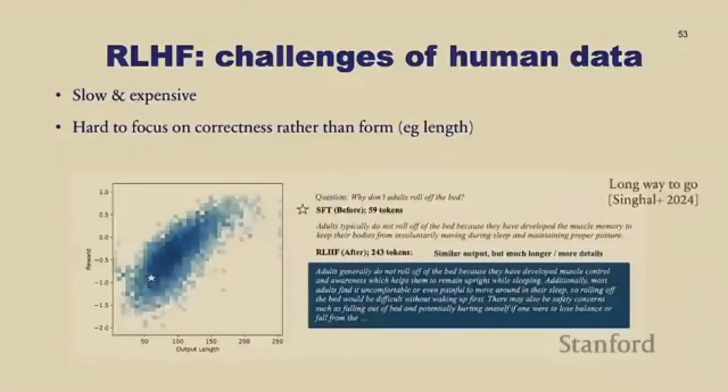As a result, what I show here is that when you do RLHF, the more you do of RLHF, the longer the output of the models becomes. So if you've ever been annoyed at ChatGPT answering you with super long sentences, this is because of RLHF.